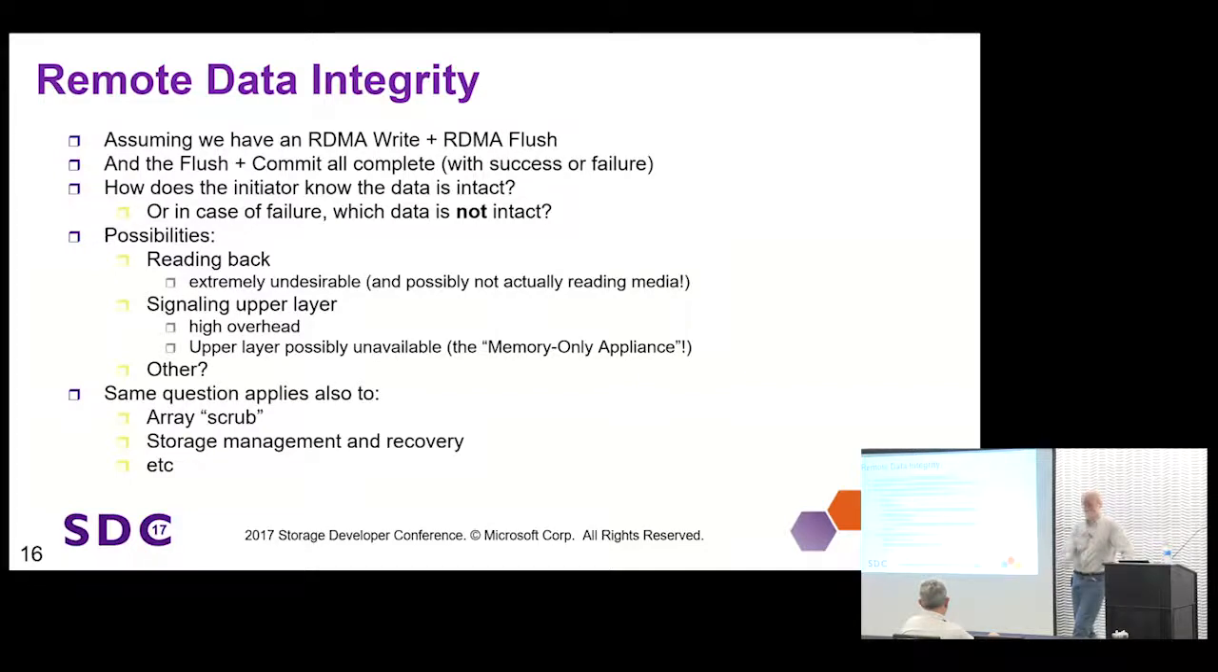Now we've done this pretty much by DMA. So there's some possibilities. We could read it back. Well, that's extremely undesirable. We're going to use 100% of bandwidth in the other direction now, and we might have to read back many gigabytes of stuff. As well, you might not actually read the media. On Intel platforms, you might hit the cache, you know. You didn't read the media. You don't know that the actual bits are good.